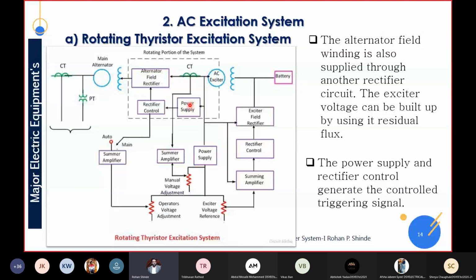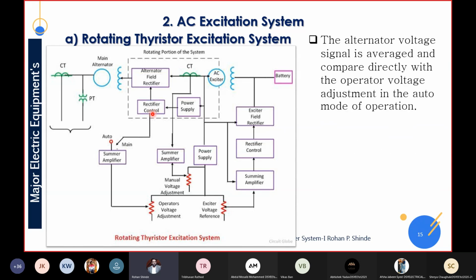The power supply, see here, this is the power supply. This power supply and the rectifier control generate the control triggering signal. So what is the function of these two devices? Power supply and rectifier control are nothing but to generate the controlled triggering signal. The main importance of these two devices is that they generate the control triggering signals.